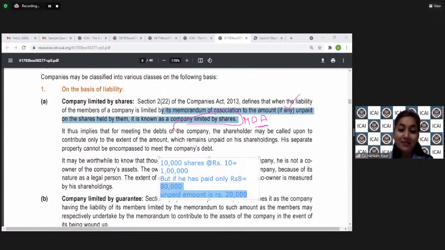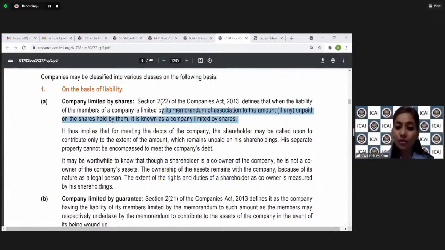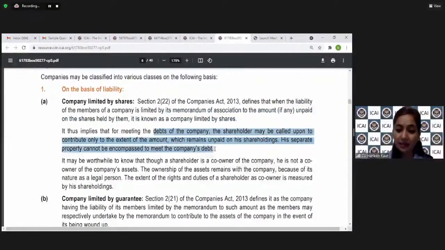Somebody has written, ma'am, definitely no, he will not bring. That's definitely correct. That's absolutely correct. So that means his separate property will not be liable. Only the amount which is left unpaid on the shares will be held liable in order to cover the company's debt. This is what is written over here. It says, for meeting the company's debts, you will only be liable to pay for the unpaid amount of the shareholding, and nothing is required to be bought from home in order to pay company's debts.